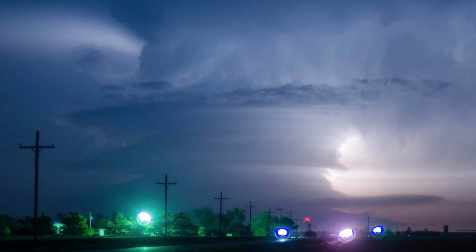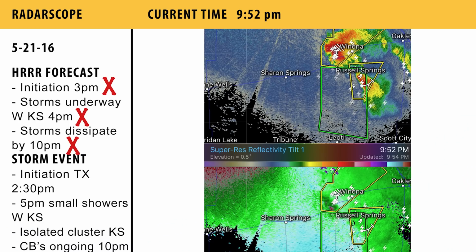And then another cell fires up to the north. And I mean, look at those stacked plates. And I mean, it just went on. This is, you know, well after 10 o'clock. Yeah, 9:52, so no, the storms were not well underway at initiation time. Sorry, HRRR, we got to give you an F on this one, right? Didn't handle this one so well.